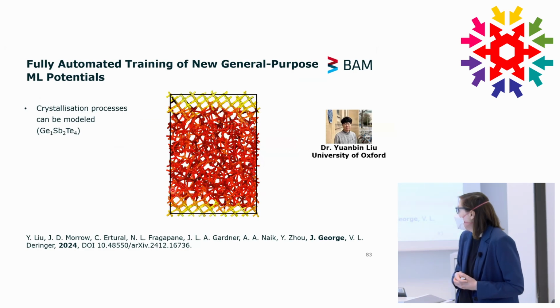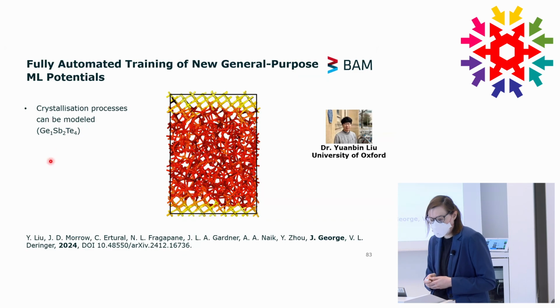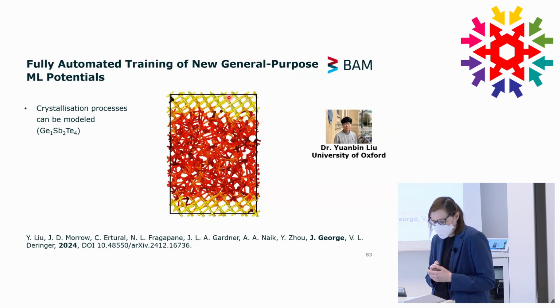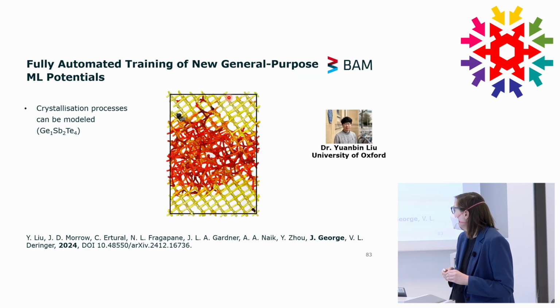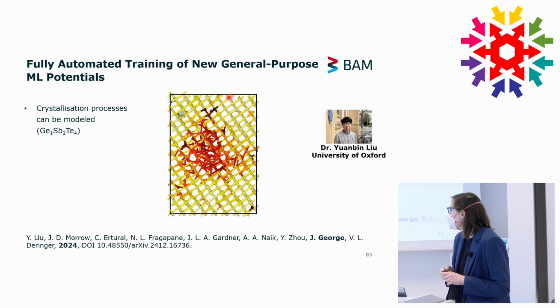Here are several examples for which we trained ML potentials. This is a phase change material. With this kind of potential, which is now automatically trained, we can also model amorphous materials. What you will see in a few seconds is the crystallization process. This part here is amorphous, and in this part you can already see the crystalline seed, right? And you can use this ML potential to accurately describe this kind of crystallization.